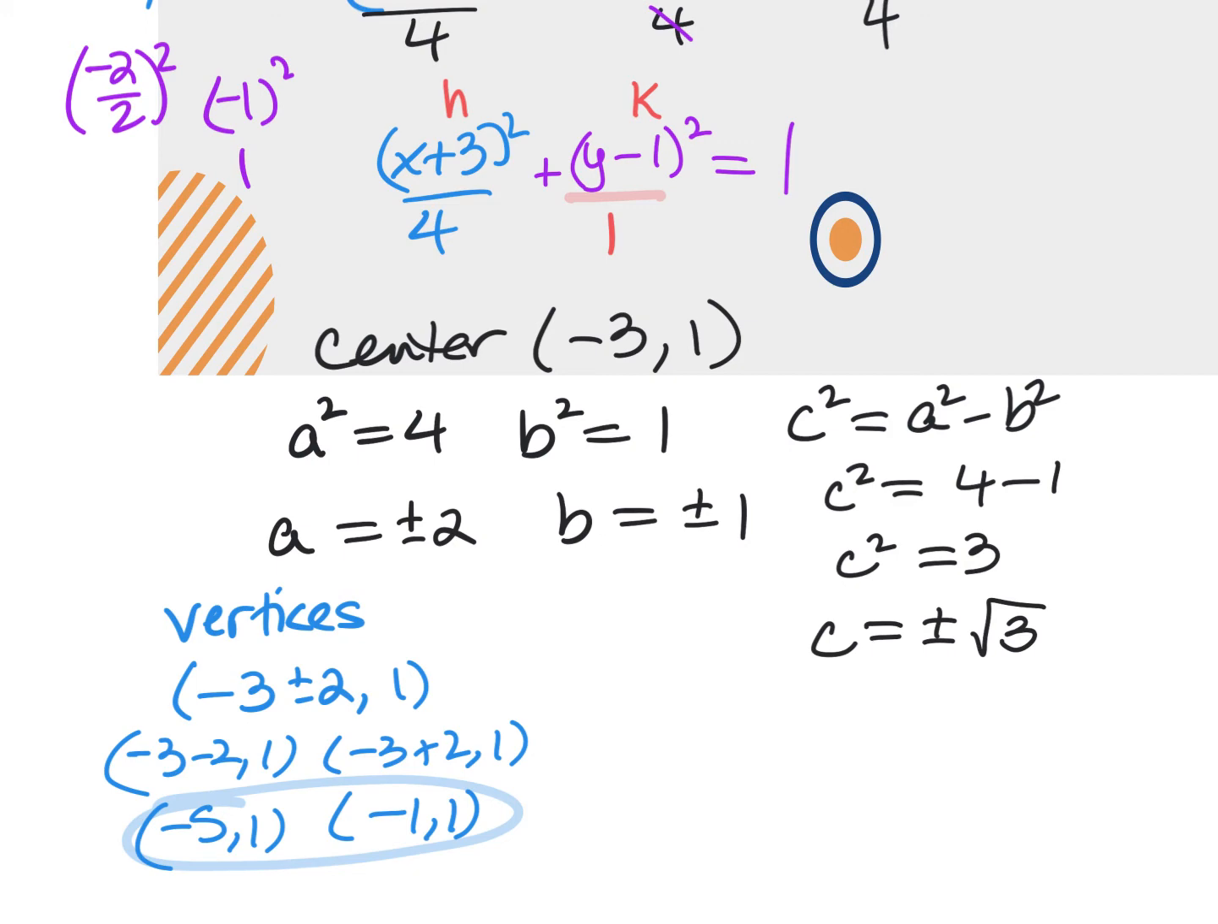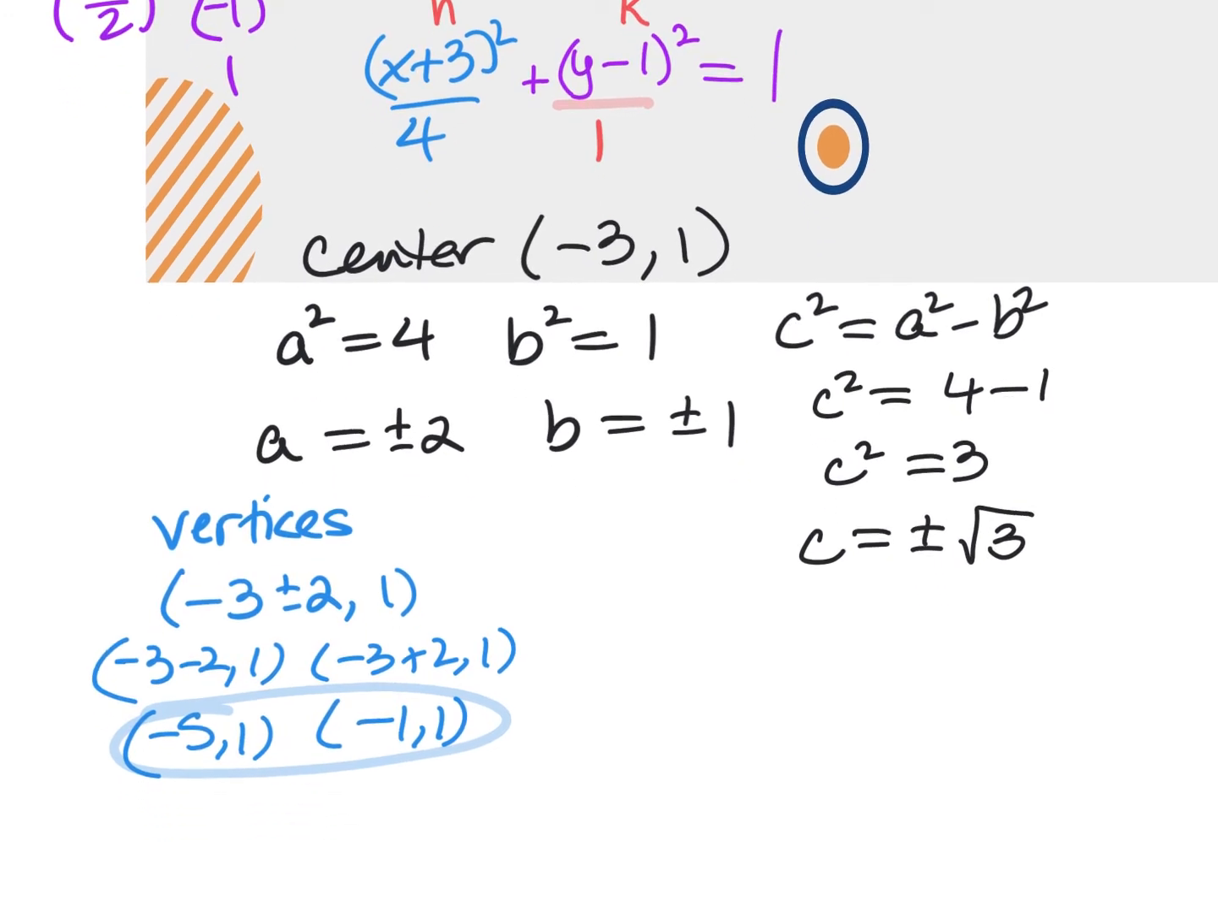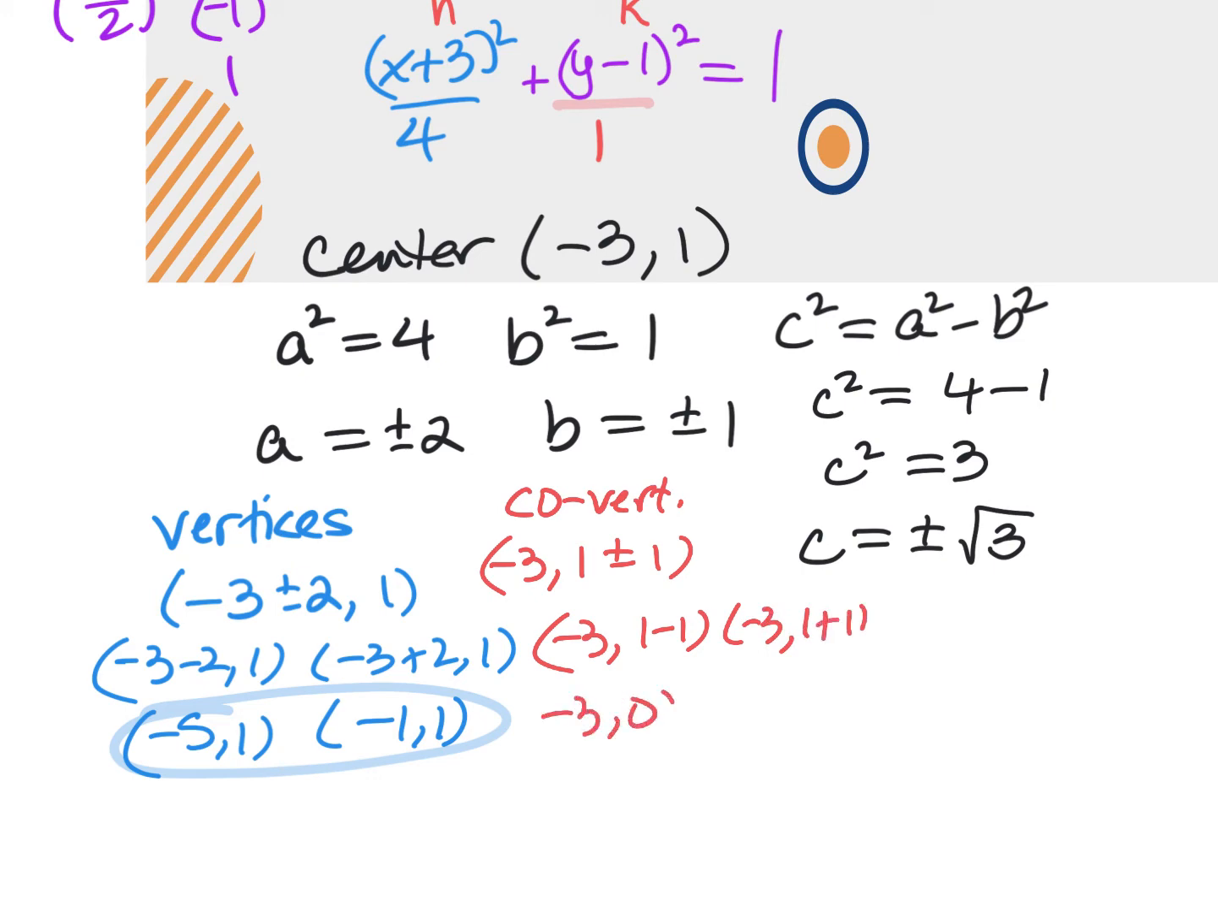Next thing I can do is find my covertices. And again, I'm going to take that b value now, and I can add that to the k. So it'll be −3, 1 plus or minus 1. So −3, 1 − 1 and −3, 1 + 1. So (−3, 0) and (−3, 2). Those are the covertices.